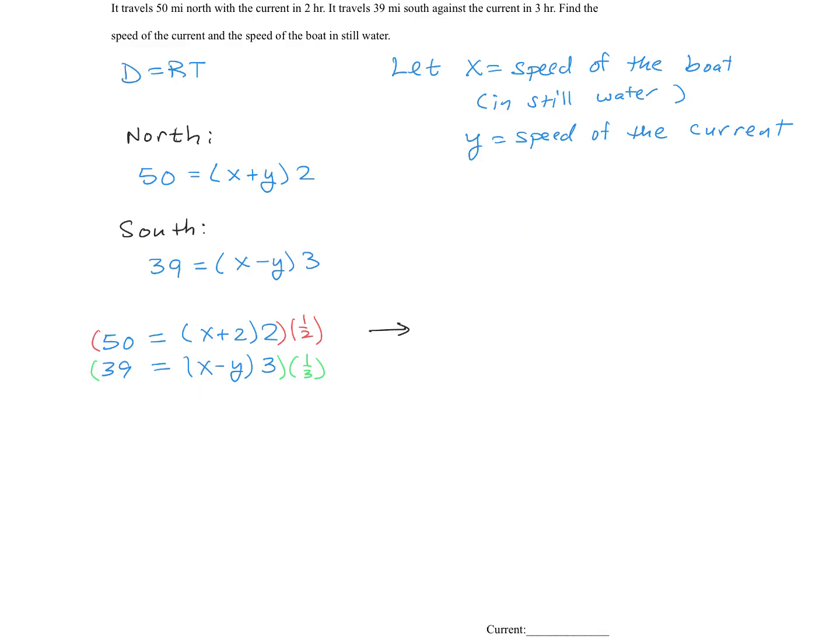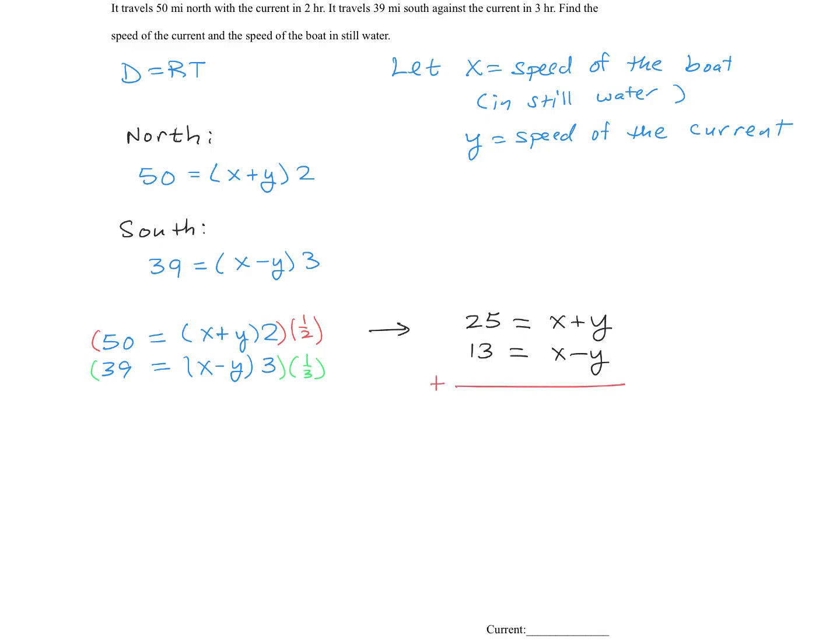The first equation becomes 25, and that was supposed to be a y there, by the way. So let's change that back to a y. That's x plus y there. All right. So that's 25, and then when I divide both sides by the 2, that just becomes x plus y only. And then for the other equation, the second one, when I divide 39 by 3, I get 13, and then dividing the right side by 3 cancels it, and I get x minus y. So now we have a really easy system that we could solve by just adding the equations together.